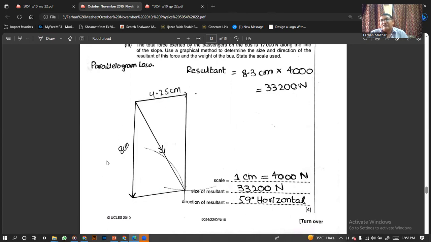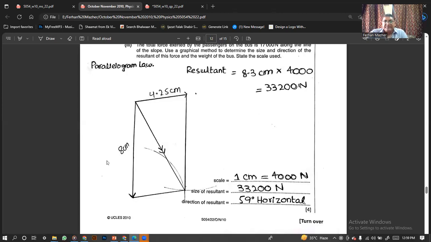And you know, we can add two vectors by the parallelogram law. In the parallelogram law, we put both the vectors to be added, one is 32,000 Newton and the other one is 17,000 Newton, in such a way that their tails are joined together. Graphically, we will put them together, and then we will complete the parallelogram. And where the tails are joined, we will join that point with the opposite corner, and that diagonal will be the resultant force.